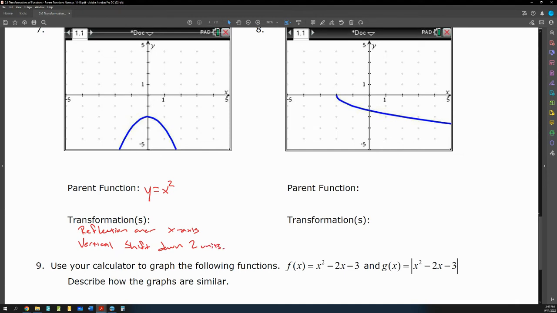And last one, we've got another square root function, y equals square root of x. We're shifting to the left 2 units, and then we're reflecting over the x-axis. So this is a horizontal shift left 2 units. And then there's also a reflection over the x-axis.